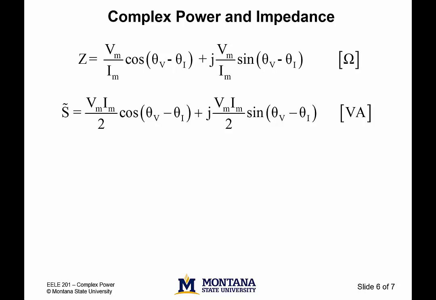Here I show the rectangular forms of the impedance and the complex power. We often speak of I squared R power when talking about resistors. Let's now think in terms of I squared Z. Thought of in this manner, we have the following.